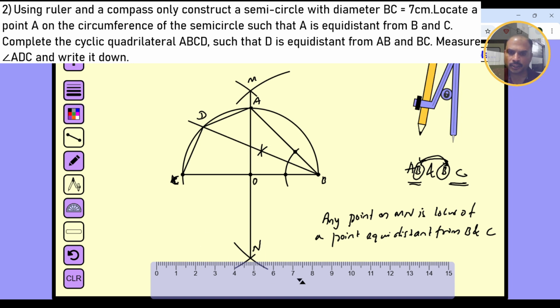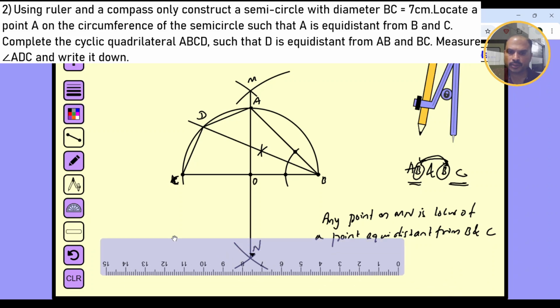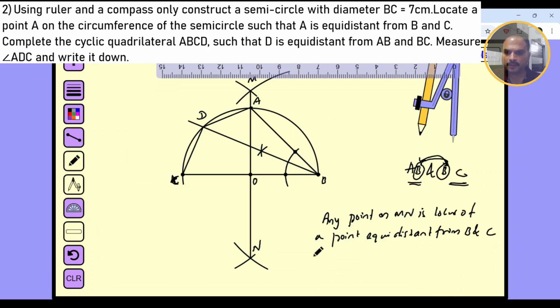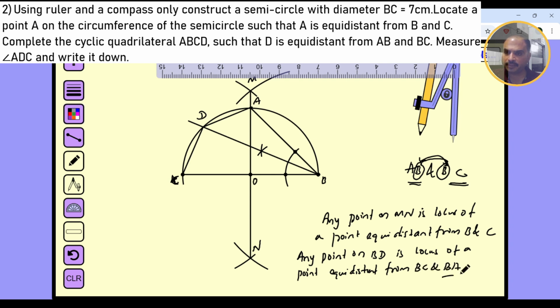Clear? So again I need to write over here. What should I write? Don't forget to write this one: any point on BD is the locus of a point equidistant from BC and BA. Clear? Okay. So now ABCD is the required cyclic quadrilateral. 4 marks, children. 4 marks.